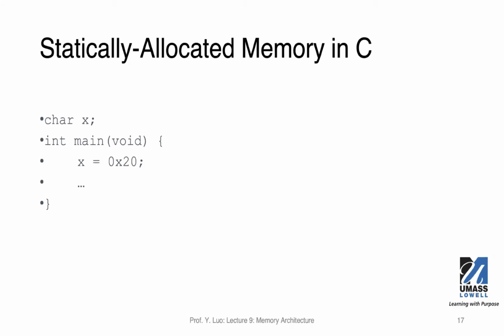First example, statically allocated memory in C. We have a few lines of code. We have a main program, that's int main, no input arguments. And before that main function, I declare variable x, which is of type character. So that's 8-bit. And in the main program, I assign 20 to x. I mean 20 in hexadecimal.